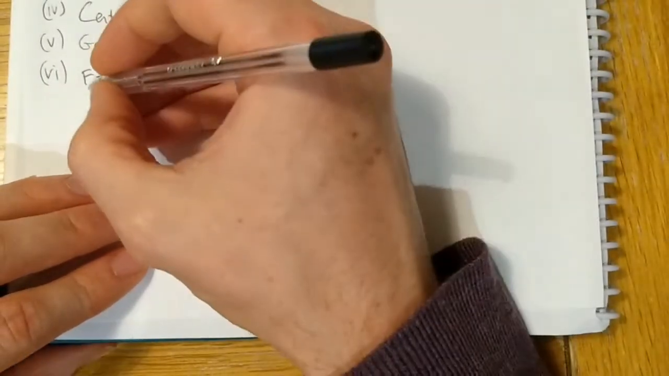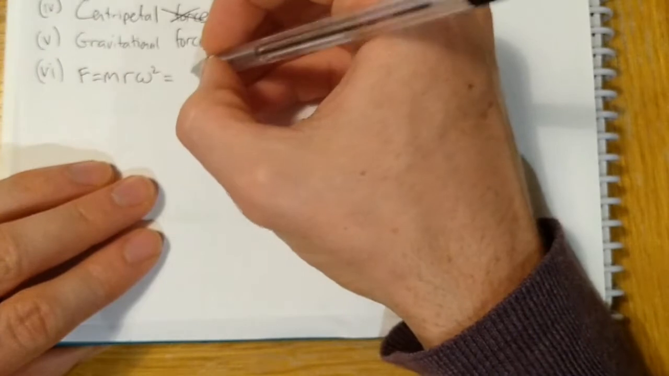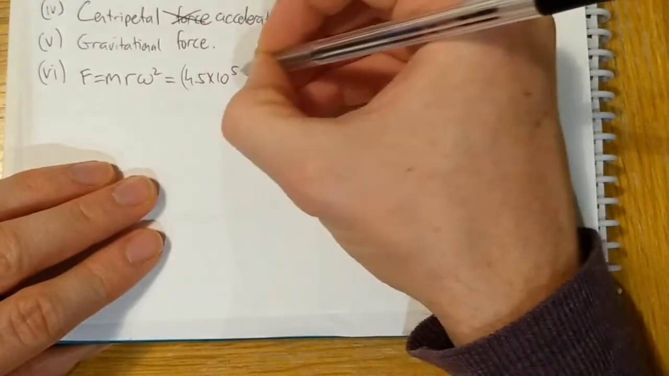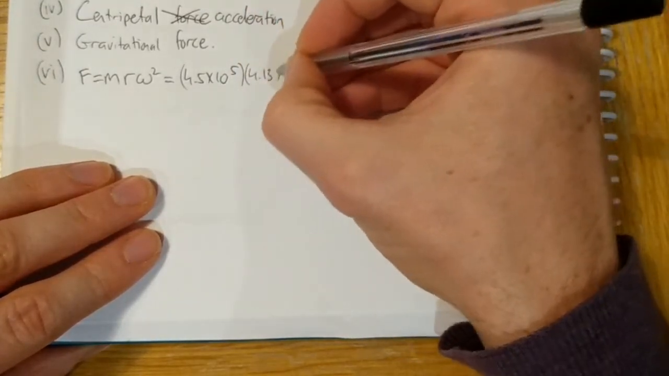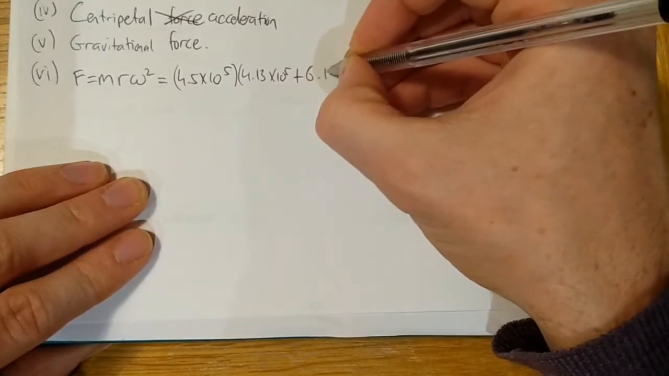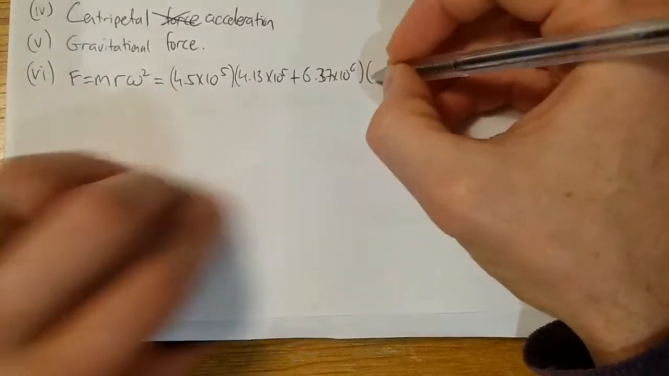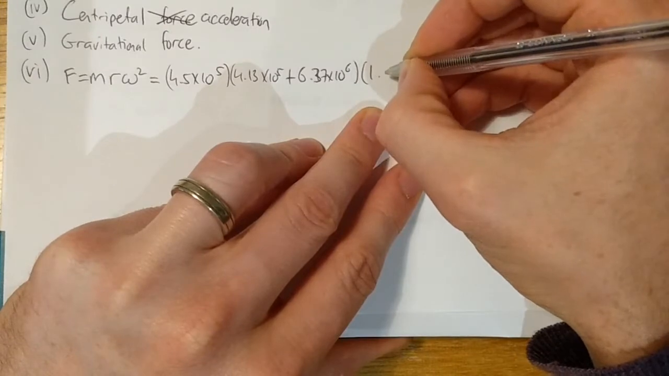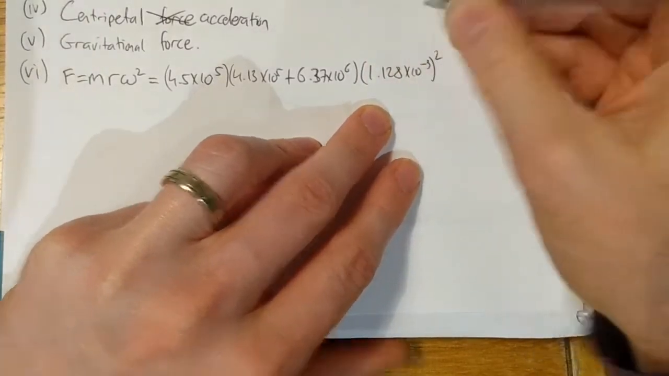Okay, so I know the mass of the space station. It's given at the bottom of the question: 4.5 by 10 to the 5 kg. My r is the 4.13 by 10 to the 5 of the space station's altitude plus the 6.37 by 10 to the 6 of the Earth's radius. And then my angular velocity, I worked it out a second ago: 1.128 by 10 to the negative 3, to be squared.